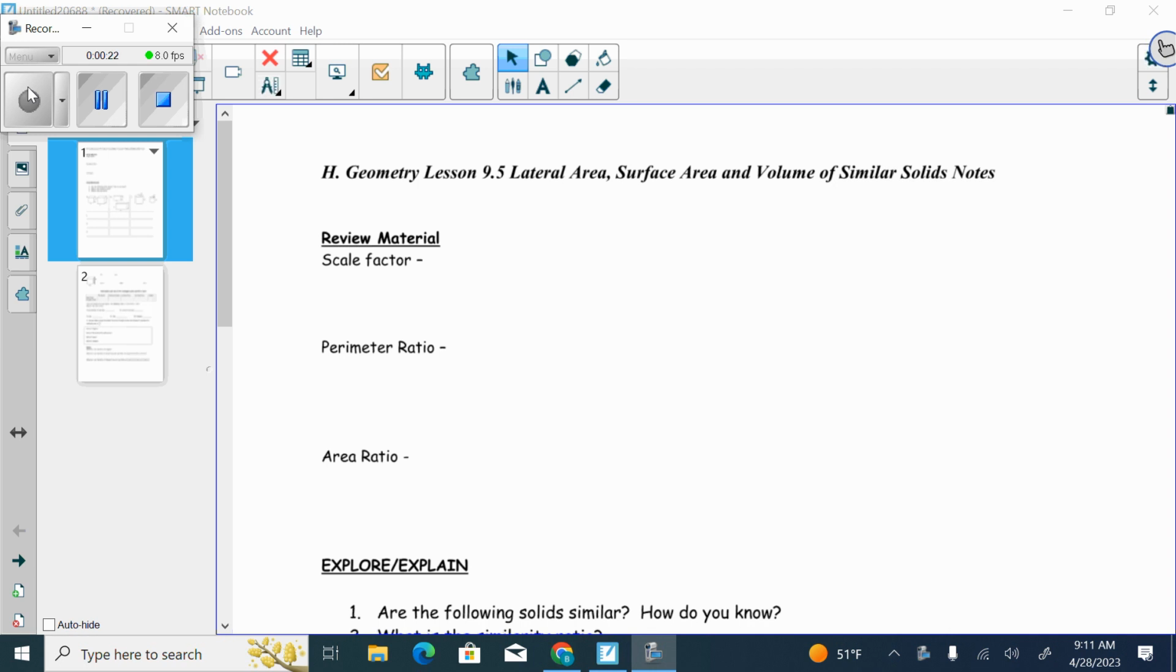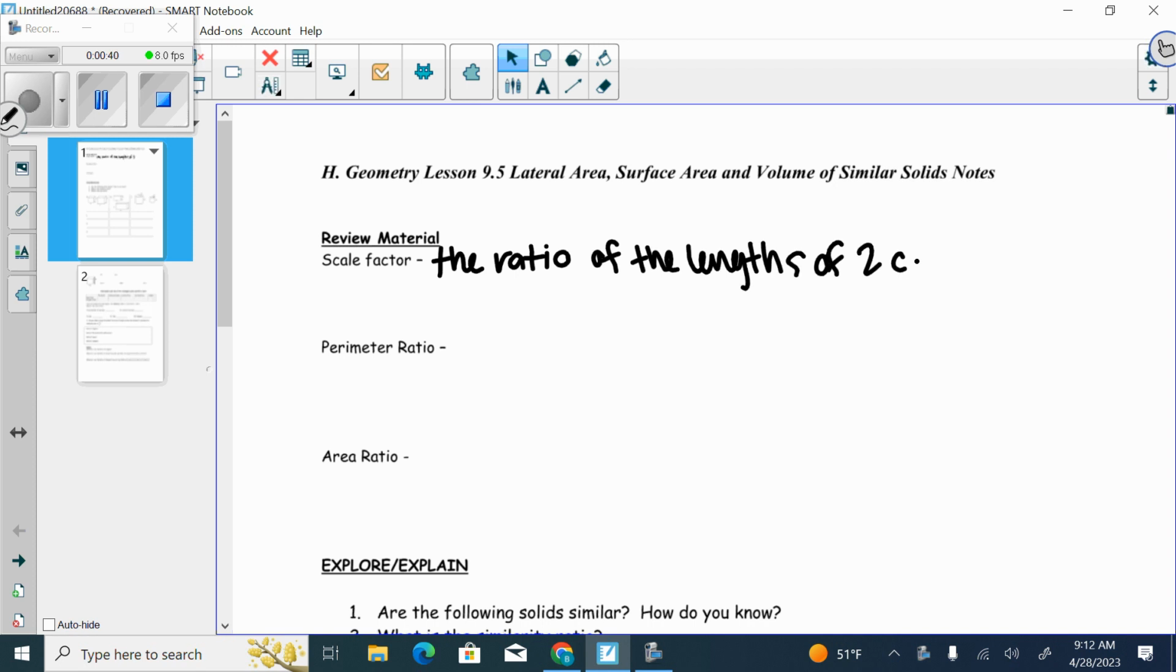Our scale factor comes up when we compare two sides that are in the same spot, right? So we would say the definition is the ratio of the lengths of two corresponding sides of two similar polygons.